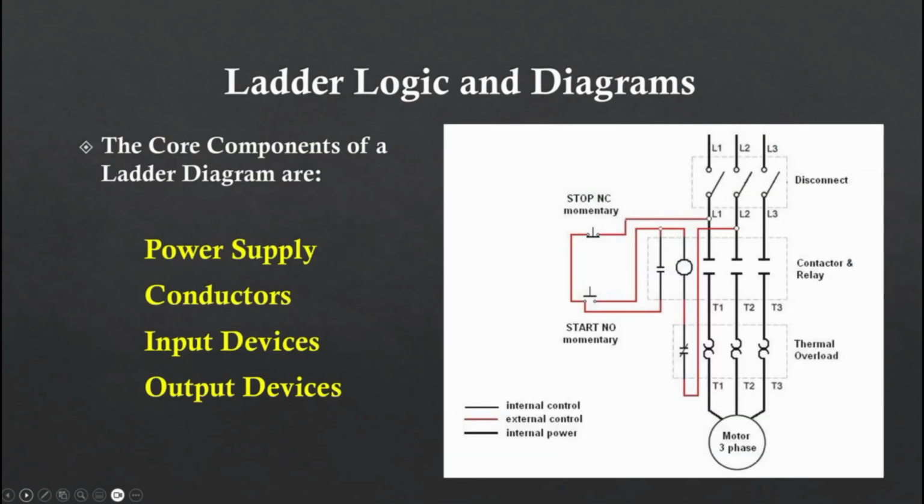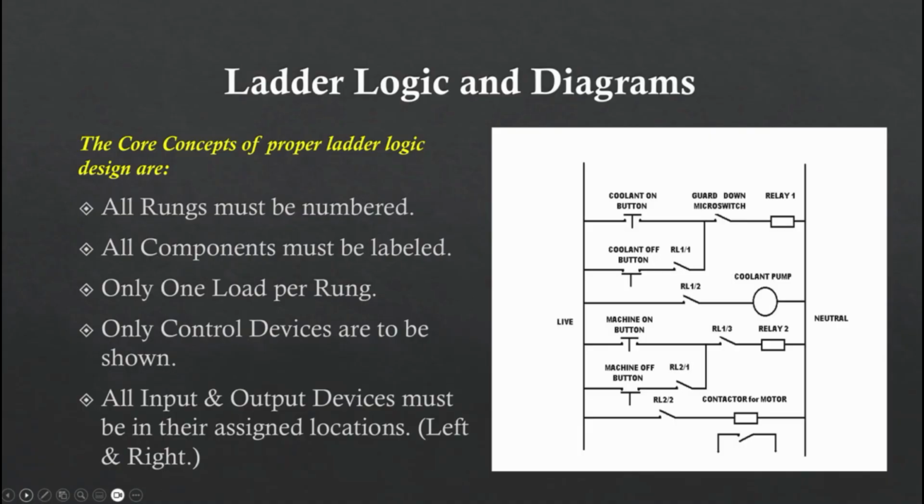The core components of a ladder diagram are power supply, conductors, input devices, and output devices. The core concepts of proper ladder logic design are: all rungs must be numbered, all components must be labeled, and only one load per rung. Only control devices are to be shown. All input and output devices must be in their assigned locations from left and right. And that is basic ladder logic.